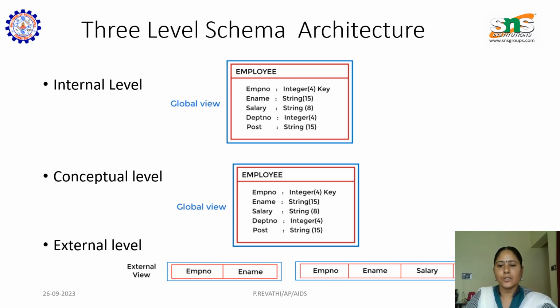External level or external schema. This level contains a number of external schemas or user views. Each view describes the part of the database that a particular user group is using and hides the rest of the database from that group. A high-level data model can be used at this level. In this level, employee number, employee name, employee salary, department number, post column names are displayed. Can view only column names.